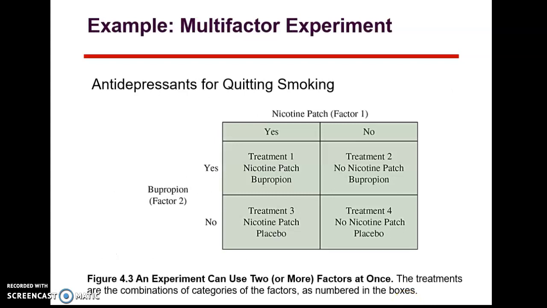So here's the example for that. One factor is using a nicotine patch. The other one is using something called bupropion. So in the upper left, it's showing someone gets both of them. On the right, they only get the drug, they don't get the nicotine patch. Below, they don't get either. So they have all combinations. So that's two factors, two treatments.